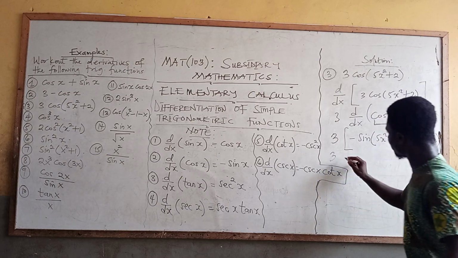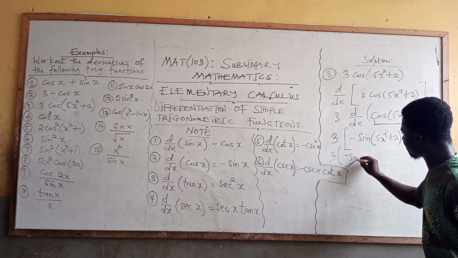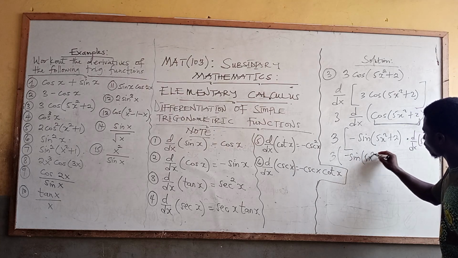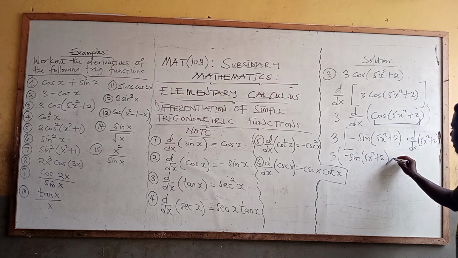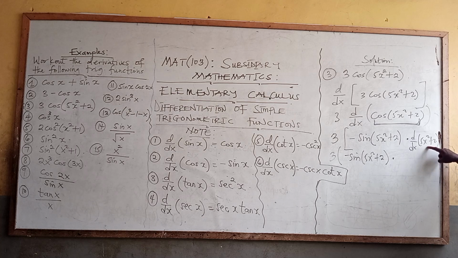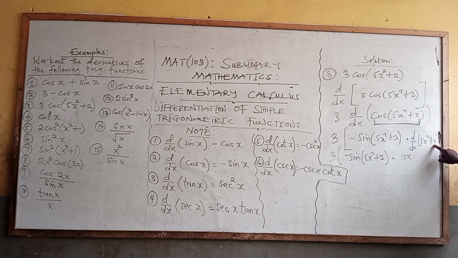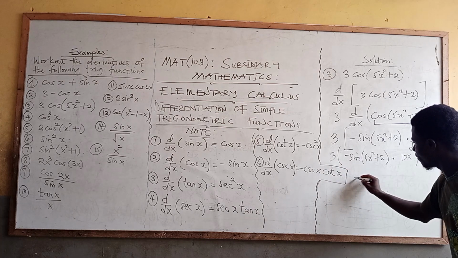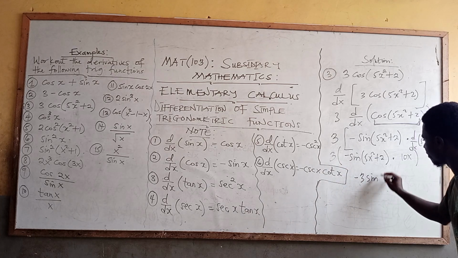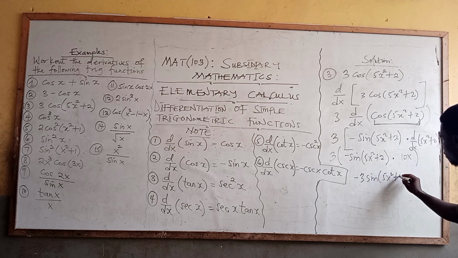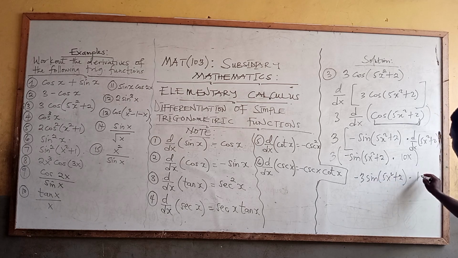So now I have 3 times minus sine(5x squared plus 2), then times the derivative of the expression. When we differentiate 5x squared, we get 10x, and when you differentiate the constant, it goes to 0. So I have minus 3 sine(5x squared plus 2), then times my 10x.